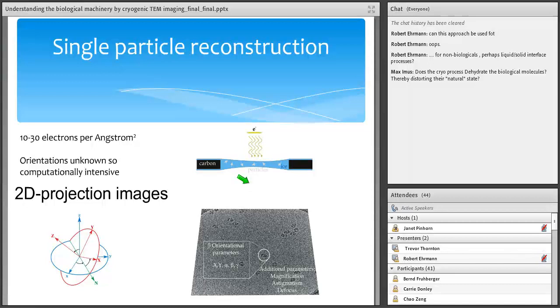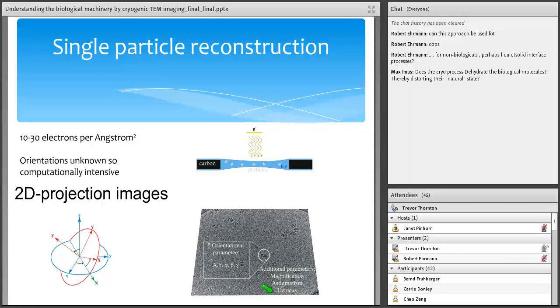The next thing we need to know is the X and Y position of each molecule relative to each other. So we have to find the registration of each molecule relative to each other, plus the Euler angles, which are alpha, beta, gamma, which is the rotational relationship of each molecule to each other. And that's the picture you're showing down here, is that right? Yes, here we go. And the last thing we need to know is the magnification, any astigmatism that may occur in the instrument due to lens aberration, and the defocus.